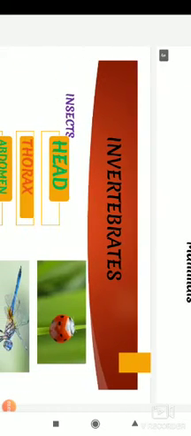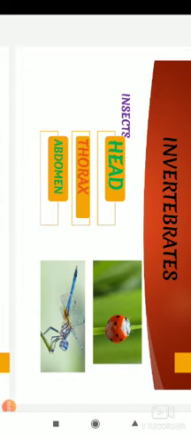When we talk about invertebrates, insects are a very good example. All insects have six legs and their body is divided into three different parts: head, thorax and abdomen. The head is the head portion, the thorax is the in-between portion, and the abdomen is the stomach portion. One more very important feature is that insects have a hard outer covering.